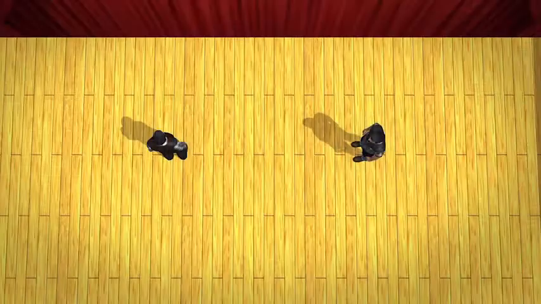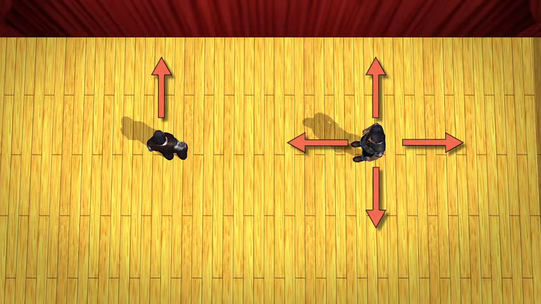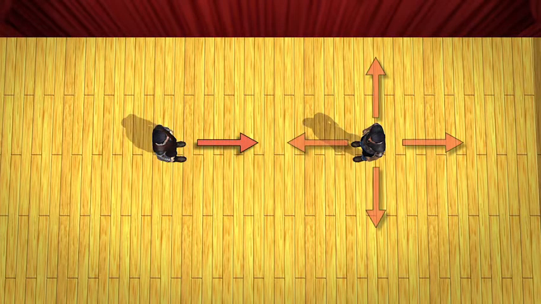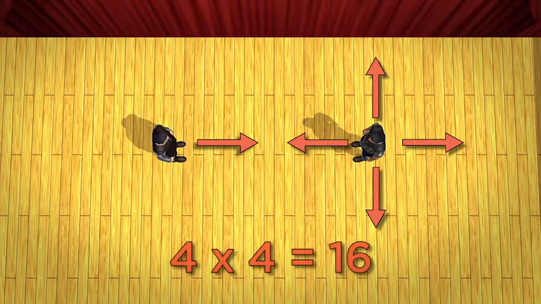16. That's right. Every time A faces north, then B has 4 options: north, south, east, or west. And then if A faces east, then B has those same 4 options. 4 options, 4 times, it's 16.